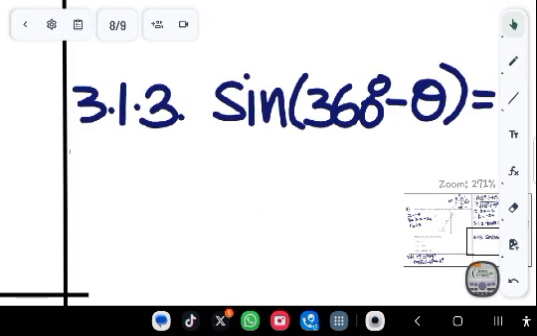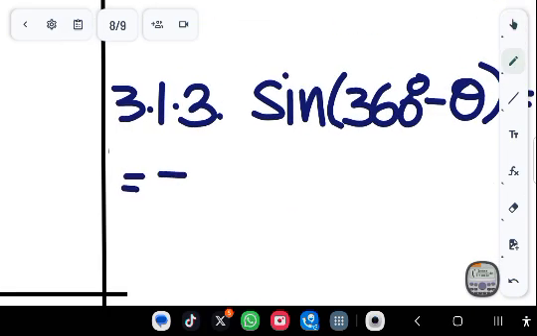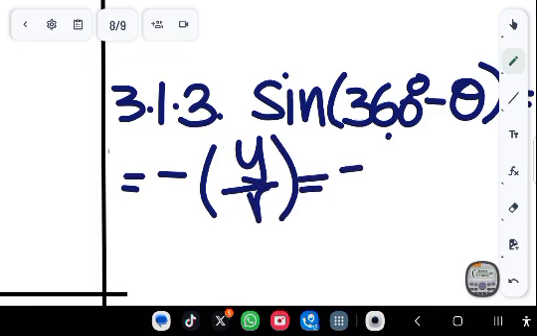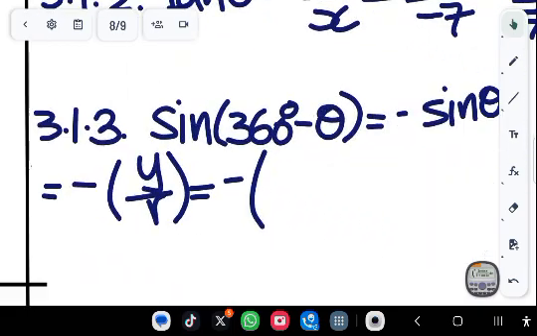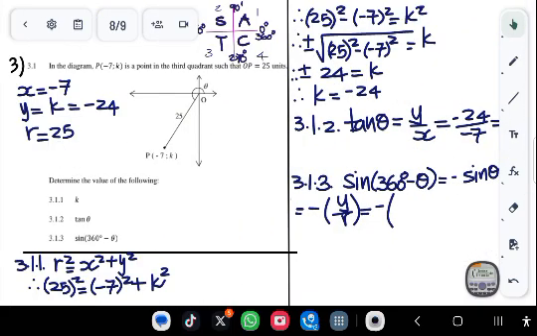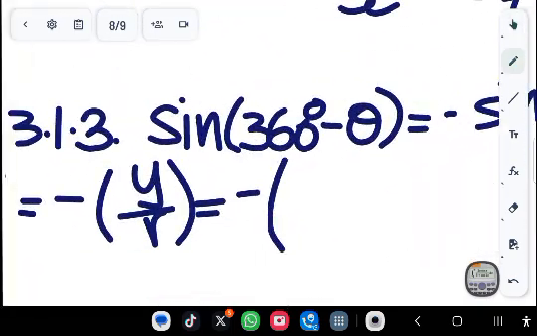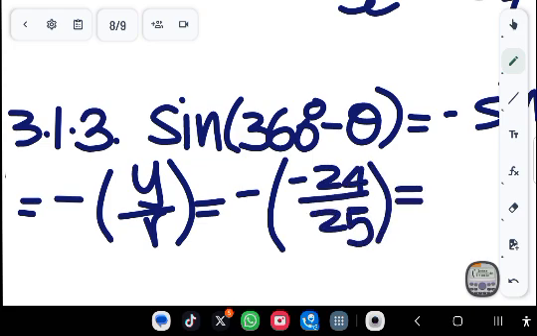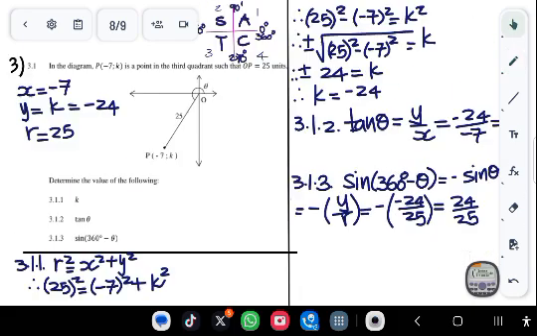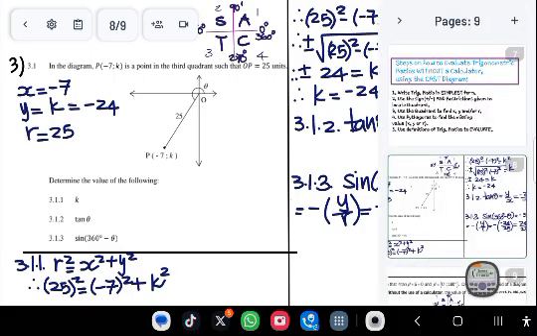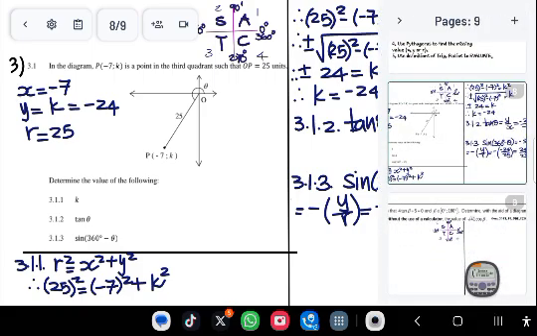Negative sine of theta is simply equal to minus sine, which is y over r. Our y is negative 24, our r is 25. So that will be minus negative 24 over 25, which leaves us with positive 24 over 25. And that's how you answer that question. Easy so far. Very easy when you know what you're doing.